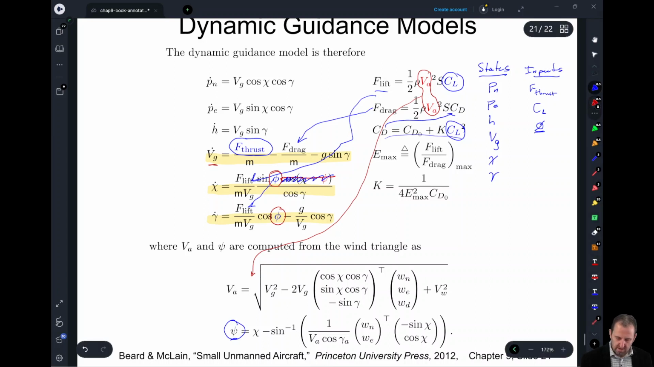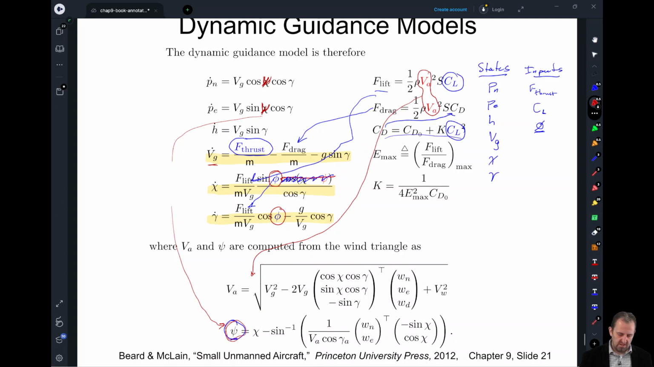I just noticed that there's a typo here. This should be our heading angle, as it always has been. So we have our heading angle relationship that we can define here, and that'll help us with our north and east time derivatives. And we have the relationship of our airspeed given our ground speed and, I think, also our heading angle right there. We had a couple errors there, but I think we've got them all figured out. Anyway, that gives us a dynamic guidance model.